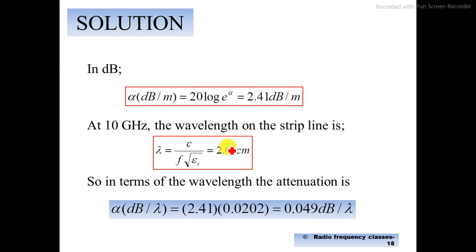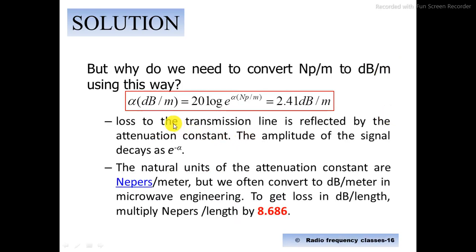So for any given example or any given question, if it is asked to calculate the width, the first thing is we have to find out the under root epsilon r into z naught condition, because these two parameters will be given. Using these parameters, we can calculate all other values, and then finally we have to use this formula to convert the Nepers per meter into dB per meter. One more thing I would like to tell you, it is in the next slide. Why convert Nepers per meter to dB per meter this way? The reason I already explained.